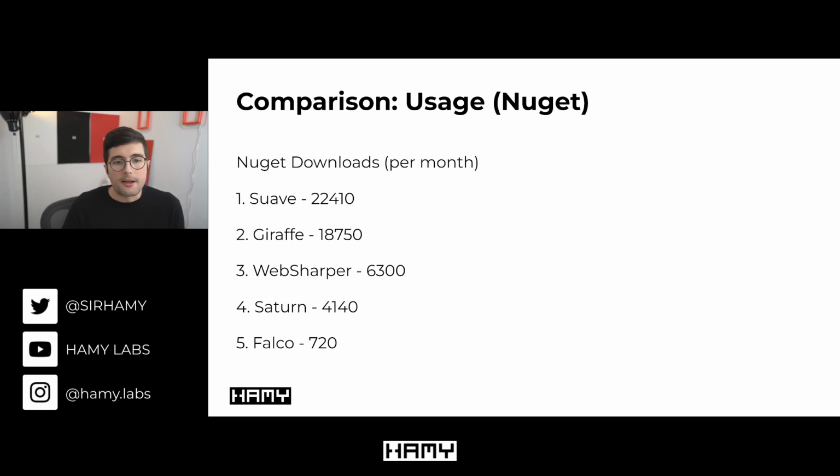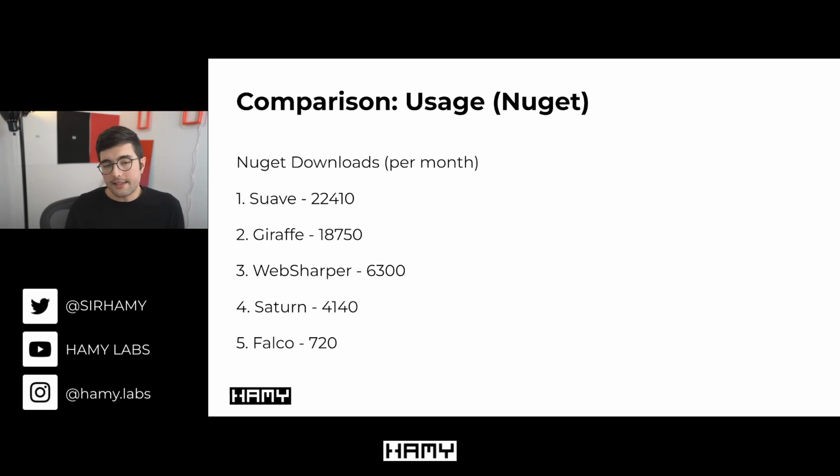But let's look at it from this other angle of usage, which is the NuGet downloads per month. When we look at this, we see Suave is now up front with 22K, Giraffe with 18K. WebSharper is about a third of that and coming in third. And then Saturn's even less than that.